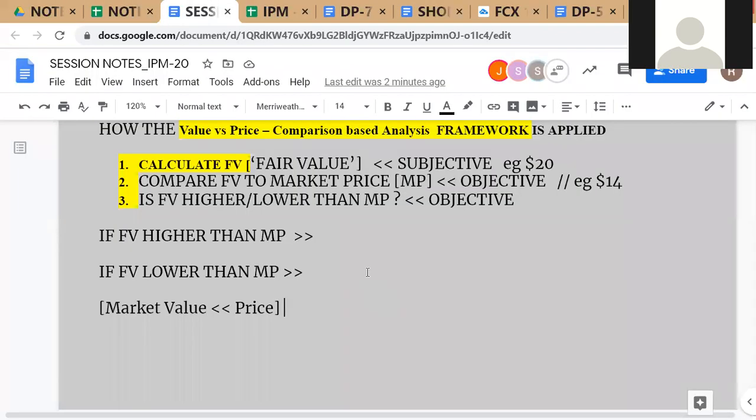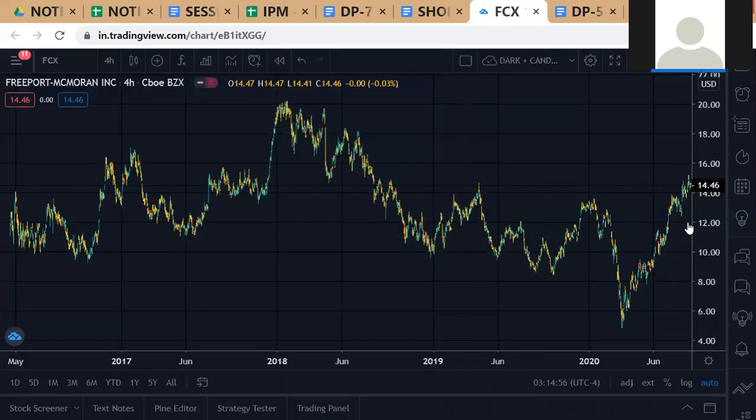So let's write down the framework. If fair value is higher than market price, we should buy. Now I understand your time is up, it's not yet fully up, it's 1 minute left. Let me finish this discussion. If fair value is lower than market price, we should sell. So if fair value is lower than market price, we should sell. Fair value higher than market price, we should buy. I'm not asking this question for the second part because it's pretty obvious. And in this project, you can do both.